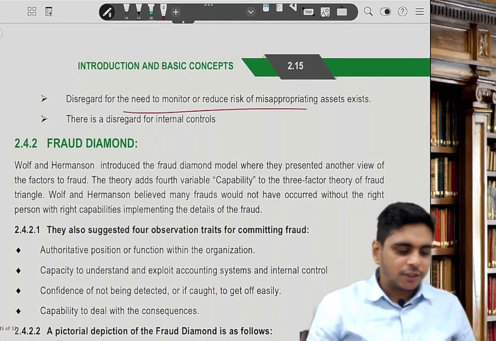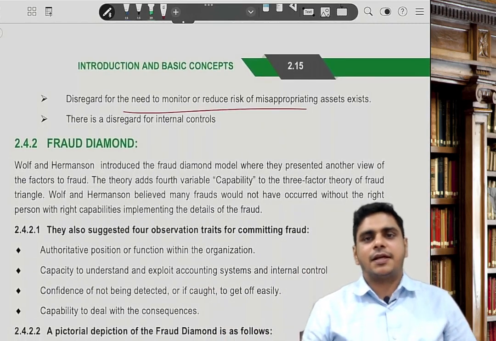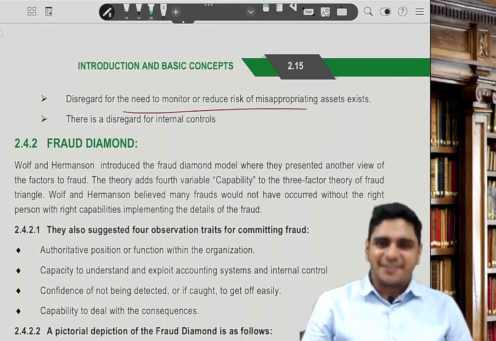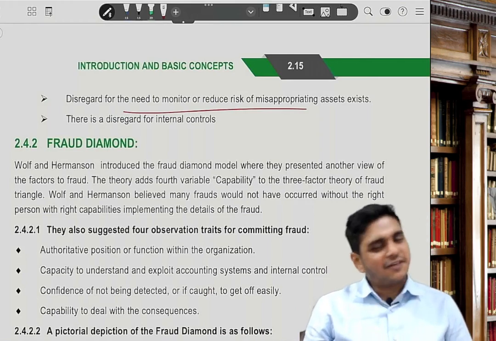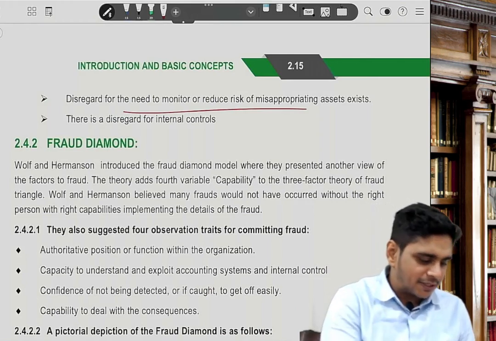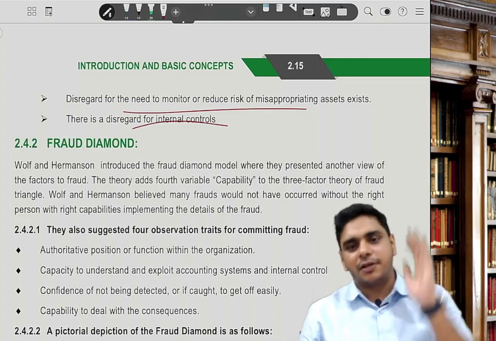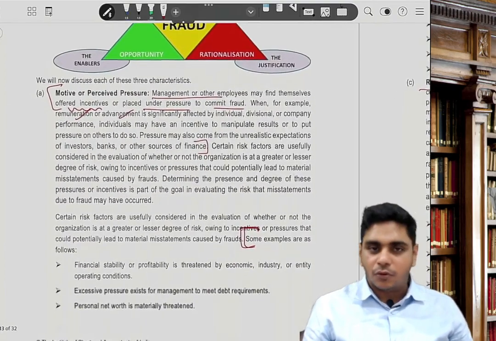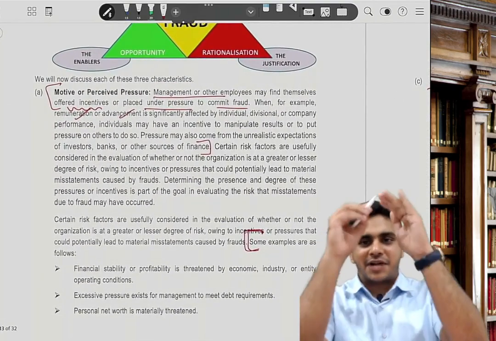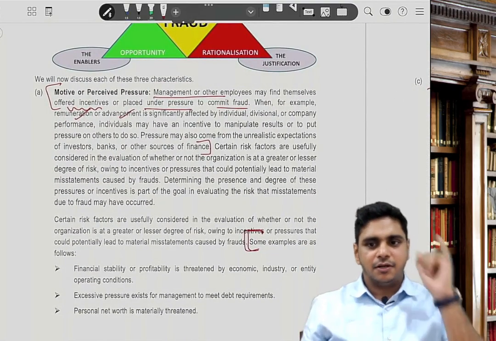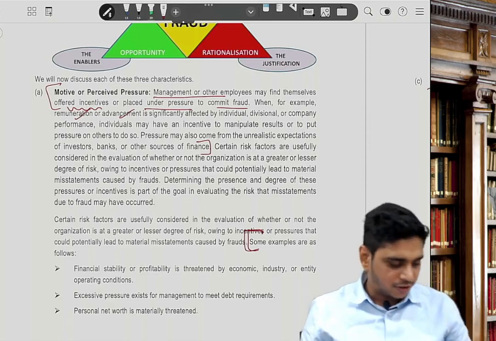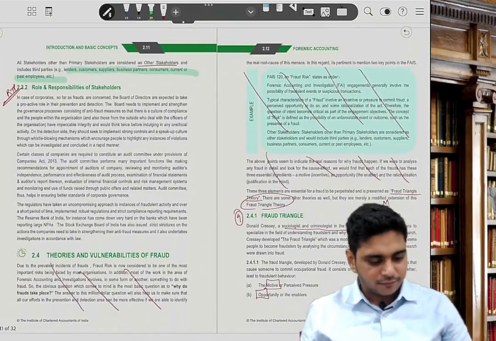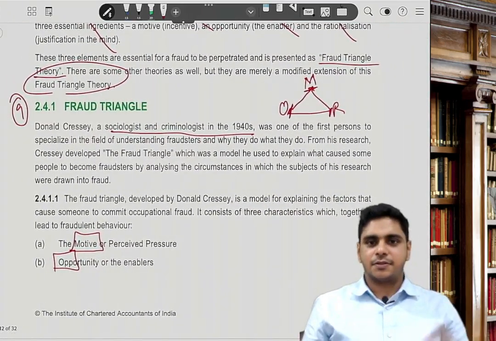Disregard for the need to monitor or reduce the risk of misappropriating assets exists. Like in articleship, you must be using the CA firm's calculator, the CA firm's printer, the CA firm's green pen, right? Or there's a disregard for internal control. You are not following the internal control system. So these are the examples of more. Motive, opportunity, rationalization. So it's a triangle. So we have studied the triangle. Understood? Read the fraud triangle. This is the 9th answer. Read.